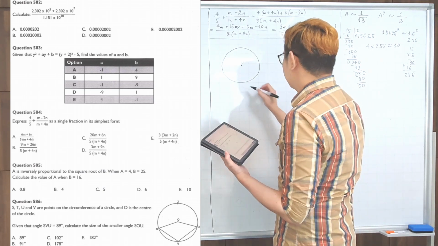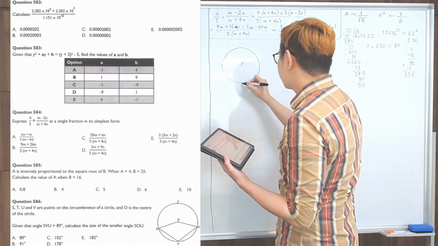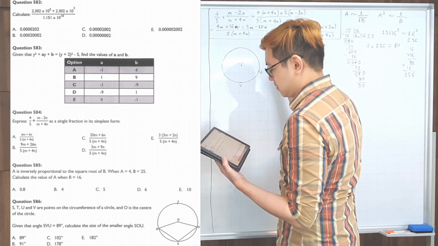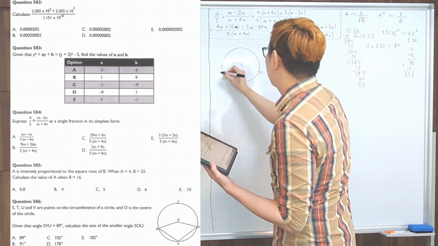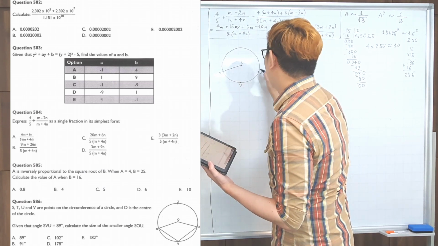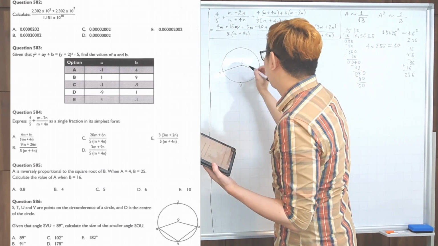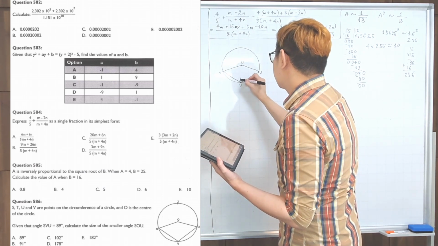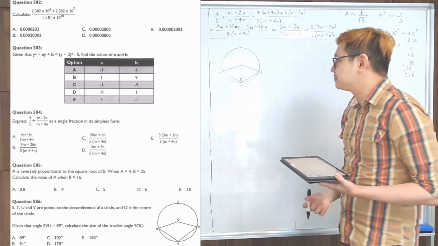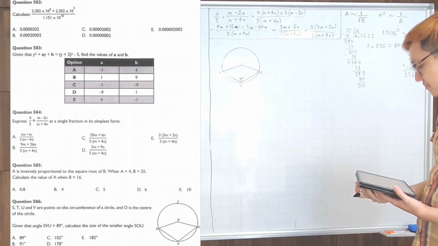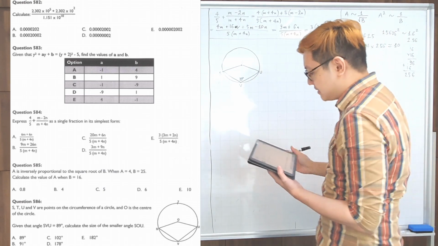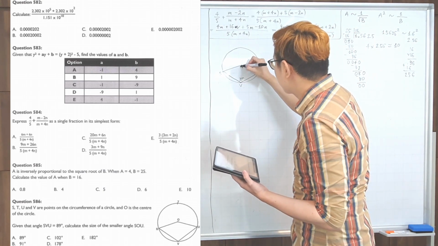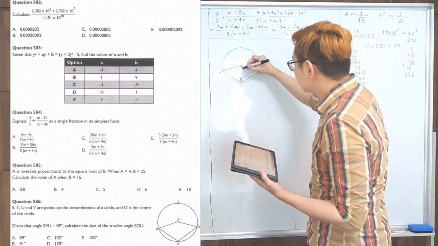Okay, so V here, U, S. So this one is 89 degrees. You have to find the size of the smaller angle, this one. How much is this one?